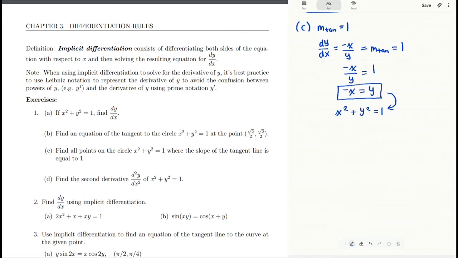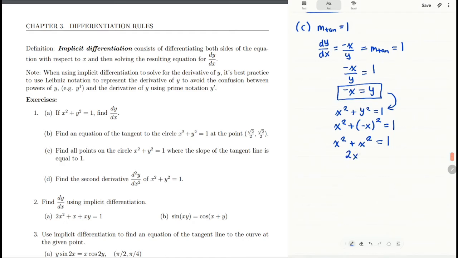So if we substitute y into the equation, we have x squared plus negative x all squared is equal to 1. Now simplifying, we have x squared plus negative x squared, which is negative x times negative x. The negatives will cancel and simplify to an x squared, and that's equal to 1.